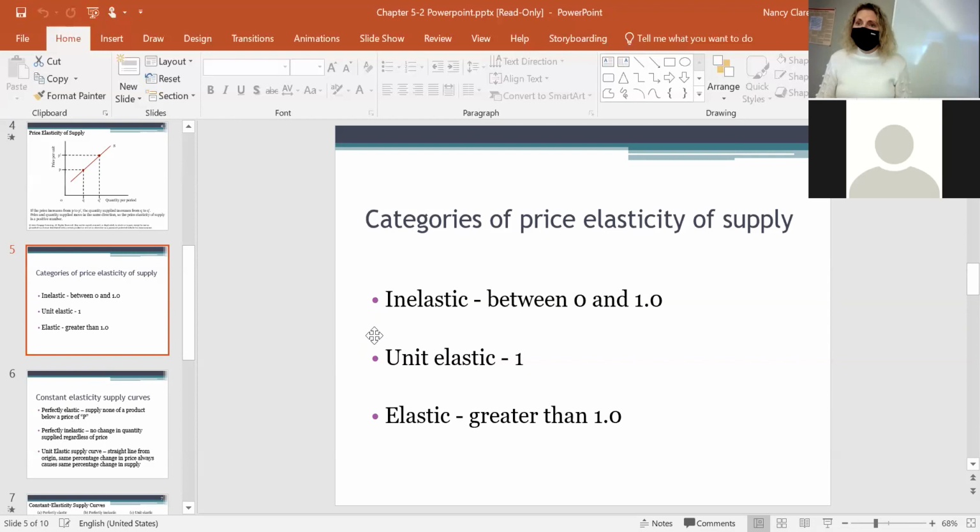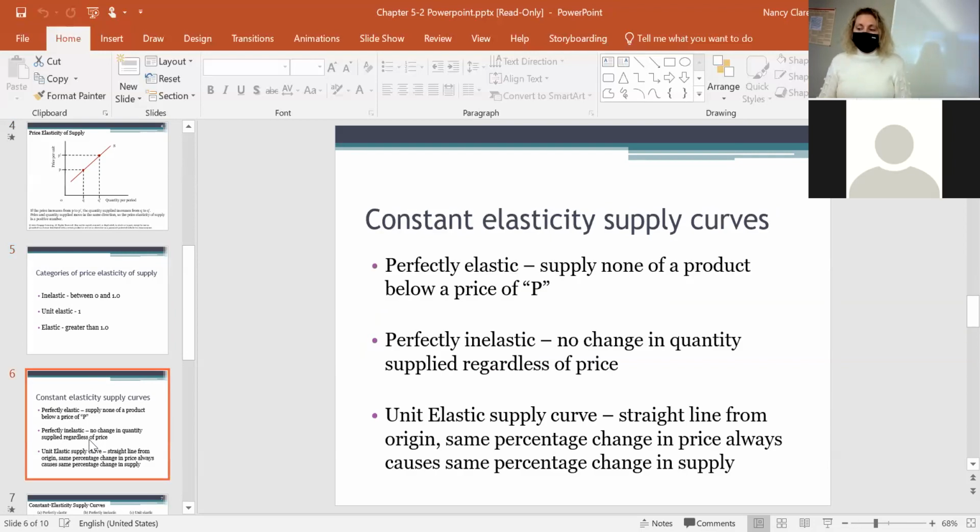Being a supplier and responding to a change in price is complicated, right? There are a lot of different factors that suppliers would have to take into consideration to determine how elastic they could be to changes in price. And we'll get there in a minute, but it's a complicated discussion.